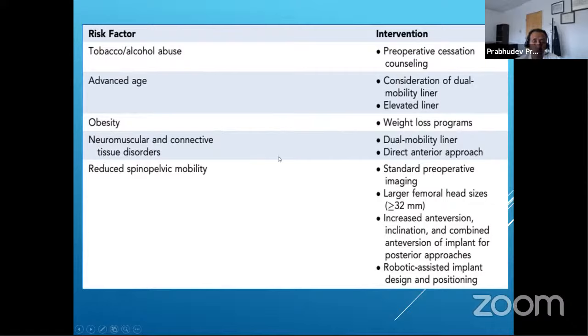Patients with neuromuscular and connective disorders, again, we can consider dual mobility liners, and direct anterior approach or direct lateral approach can be considered. Spinopelvic mobility, we'll talk about that in a little detail in a while. So we should evaluate them properly with good x-rays, and we should consider larger femoral heads, dual mobility liners, increasing the anteversion and appropriate combined anteversion when we are doing a posterior approach for these patients. And robotic assisted surgery can definitely improve the positioning of the implants in patients with spinopelvic mobility problems.